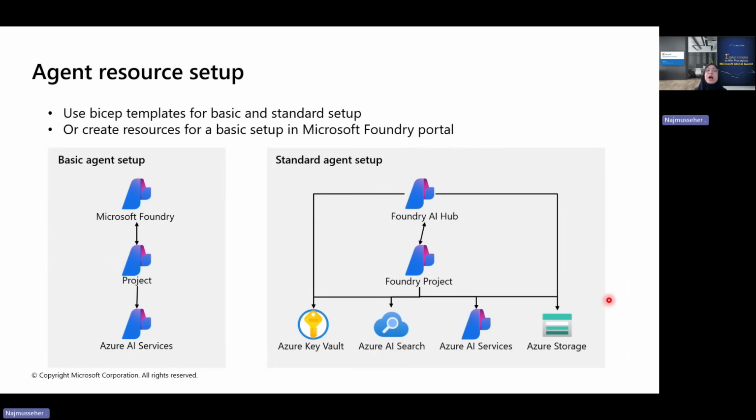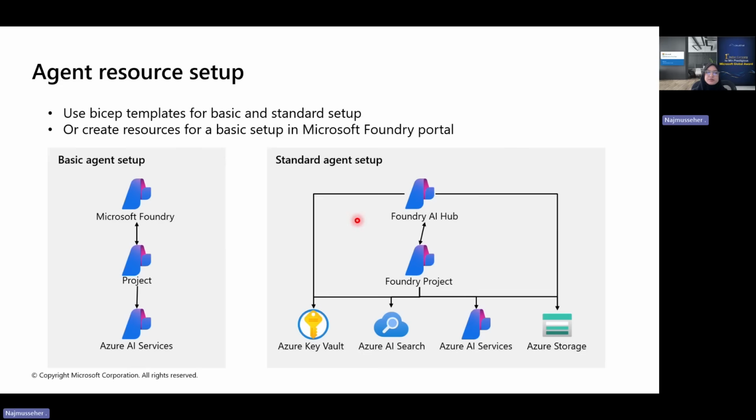Now we can look at how agent resources can be set up. We have two important techniques: the basic agent setup and the standard agent setup. Basic setup has some simple infrastructure that you can see here. You can set up the agent in two different ways. You can opt for either the basic option or the standard option.